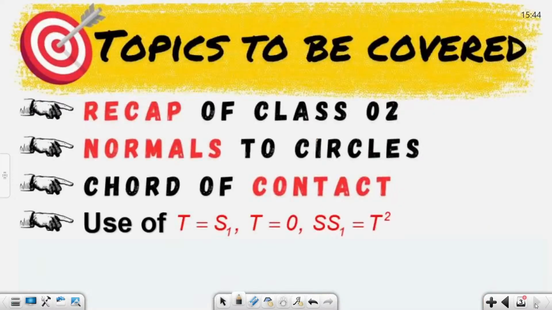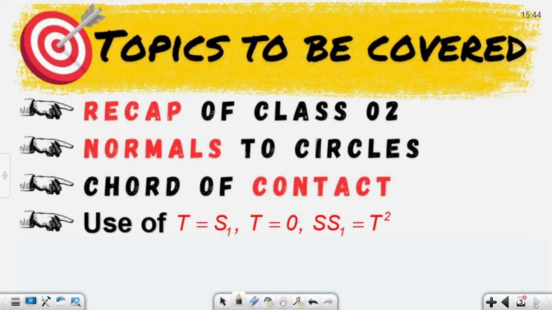First, we will discuss the concepts that we have already discussed in our previous two lectures. After that, we are going to start with normal to the circle, then chord of contact, then all this relation. This relation I'm not going to explain right now. The moment it comes, I will explain in detail. So ready for the journey?